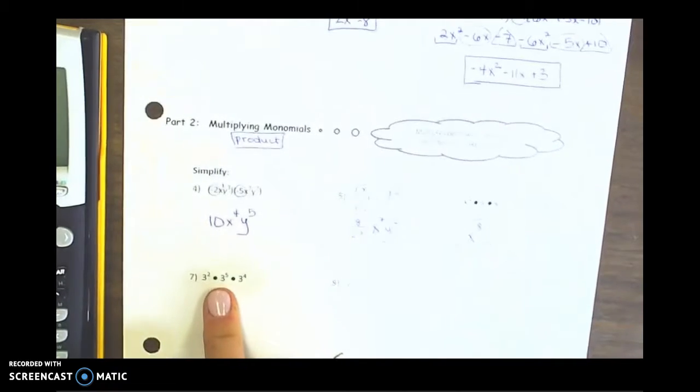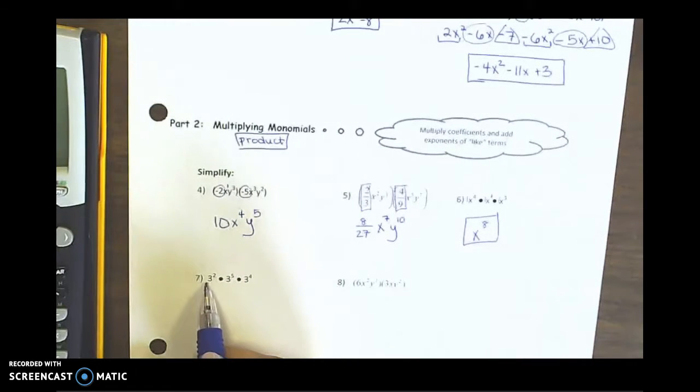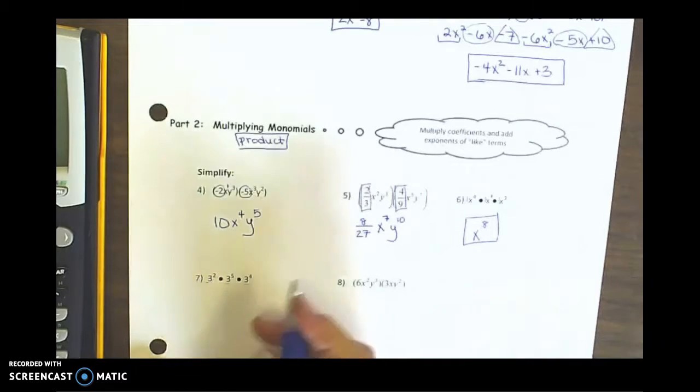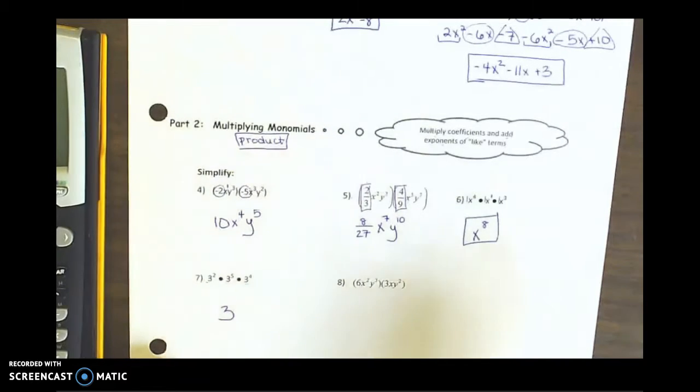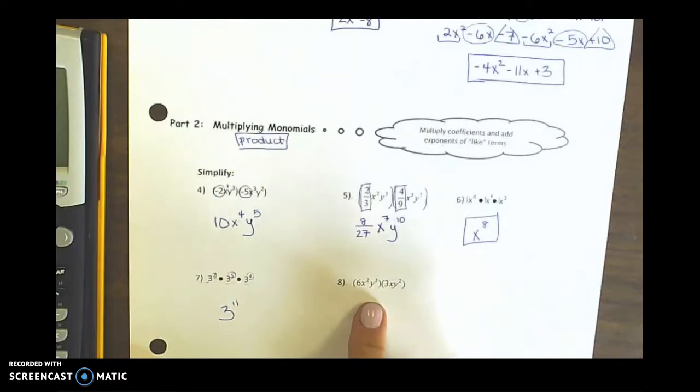Okay, and we can do the same thing here. As long as the base is the same, that's kind of like having the same variable. So since this is 3, 3, 3, I can keep it as a 3, and we add the exponents. 2 and 5 make 7, plus 4 is 11. And we've got it.